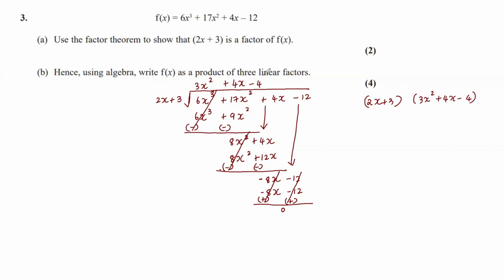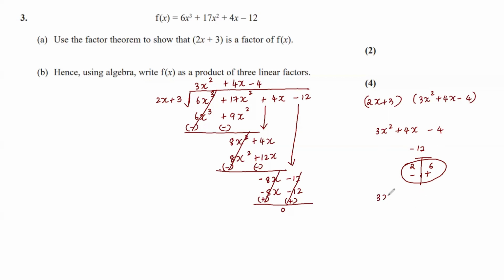So we need to represent this as a product of three linear factors, and this is a quadratic. So for the quadratic, we need to split it into two linear factors. So 3x squared plus 4x minus 4. 3 multiplied by minus 4 is minus 12. So two numbers, when we multiply, we should get minus 12, and when we add them, we should get 4. That is positive 6 and minus 2. When we add them, we will get positive 4. And when we multiply them, minus 2 and 6, you will get minus 12.